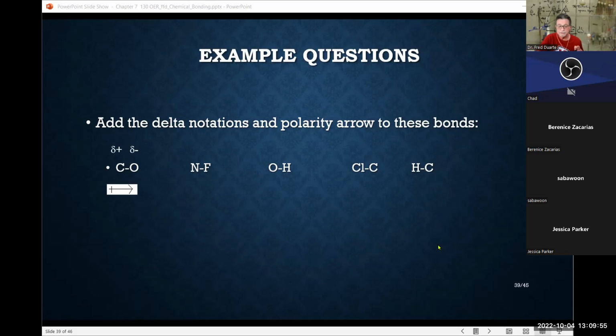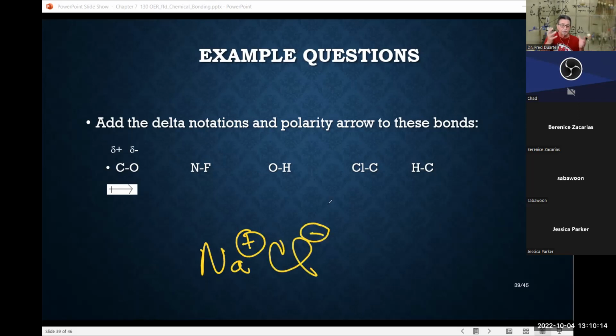Now, don't mistake this partial charge for the full charge in ionic bonds, okay? There's a big difference here. If we look at sodium chloride, the sodium ion has a full positive charge and the chloride has a full negative charge. They come together because of the attraction of the positive and the negative, this electrostatic attraction, like two magnets coming together and holding on to each other. There is no sharing of the bond like the covalent bonds we're talking about here, okay?